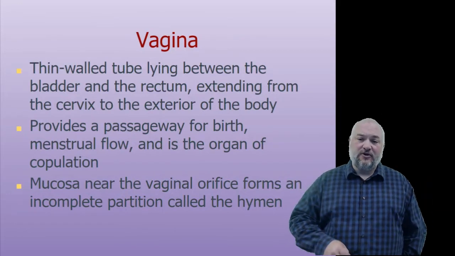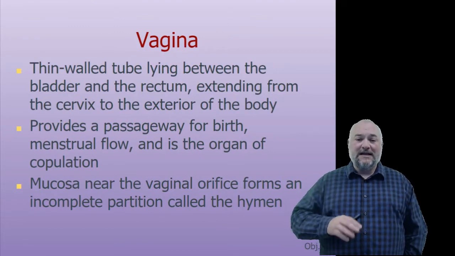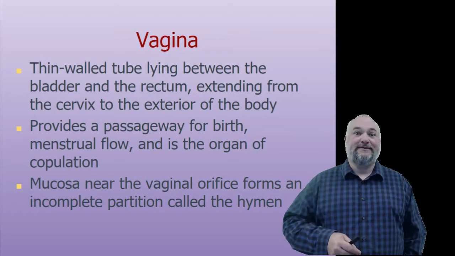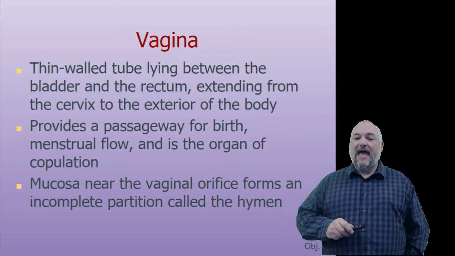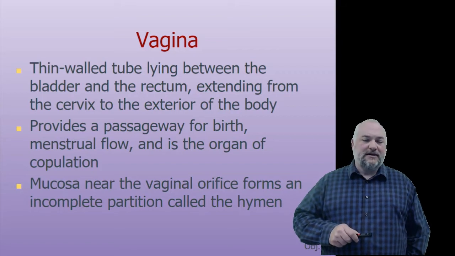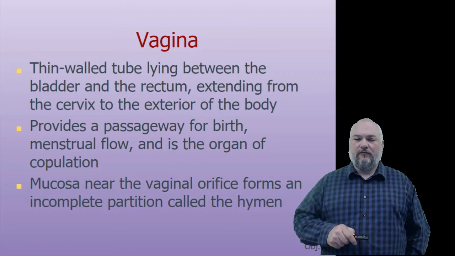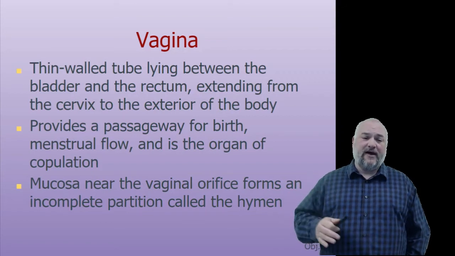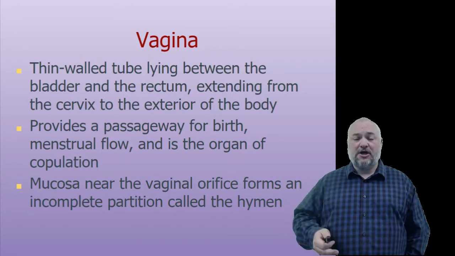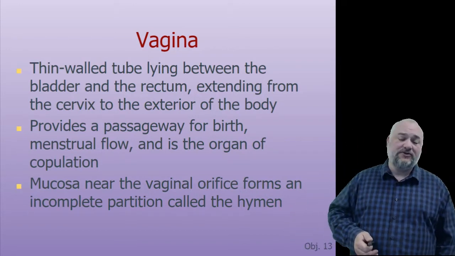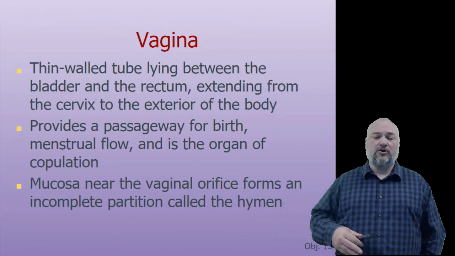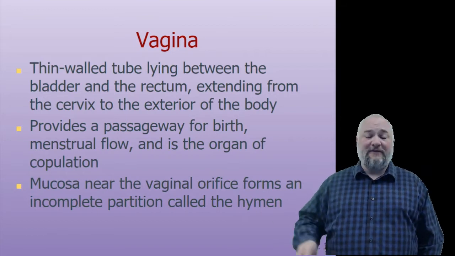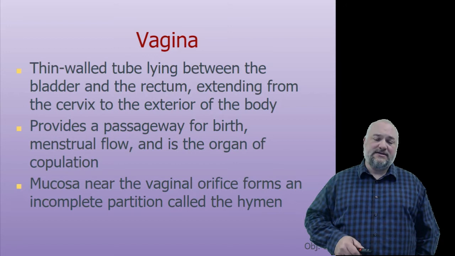And mucosa near the vaginal orifice, the opening of the vagina, forms an incomplete partition called a hymen, more colloquially known as the cherry. And that is generally in place from early on, but it can be broken not just by sex. It's not the best measure of virginity, even though in many cultures they check for it, which can be quite devastating for females who have it broken through other things, horseback riding, car accidents, just randomly it can break. It's not very tough, so you can't use that as a measure of virginity.